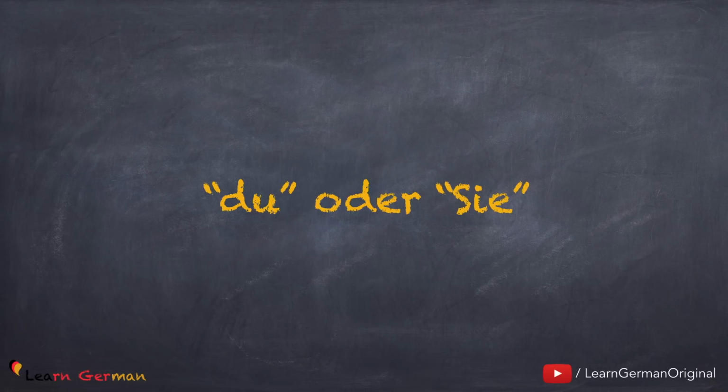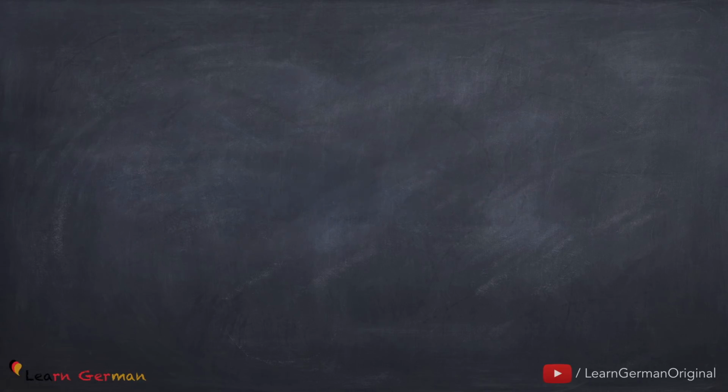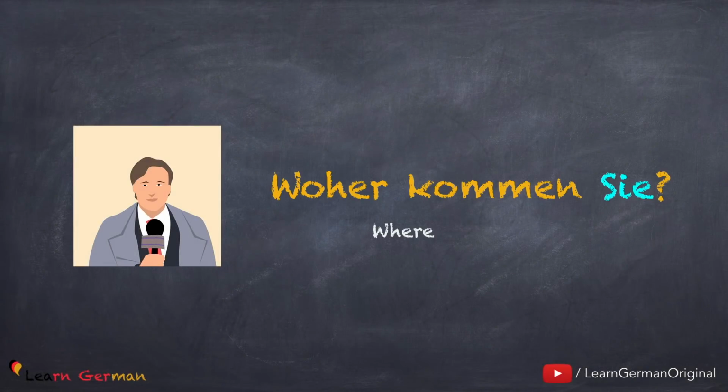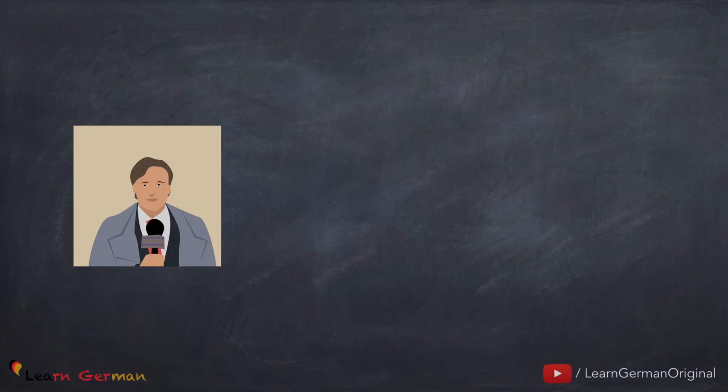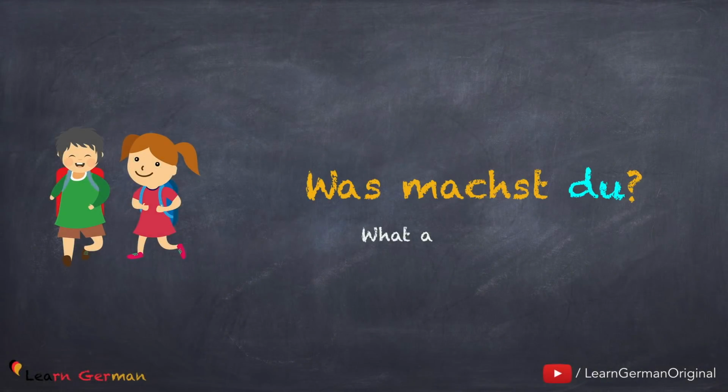As you already know, du is used in informal situations and Sie is used in formal situations. Before we get into the details, here are first of all two examples. Woher kommen Sie? And the next one. Was magst du?